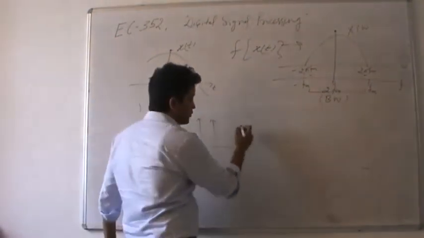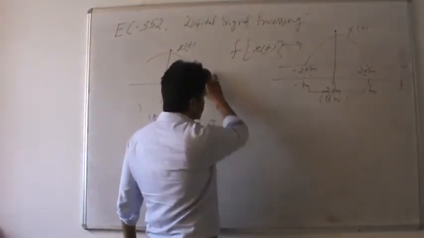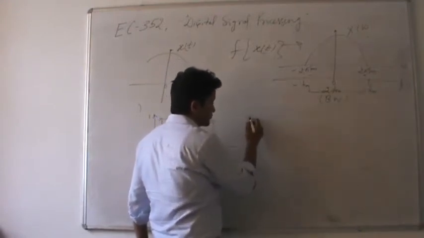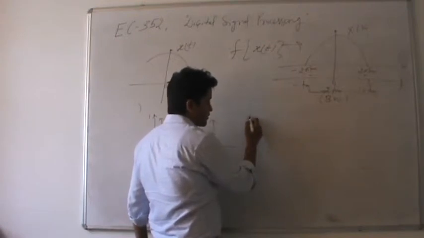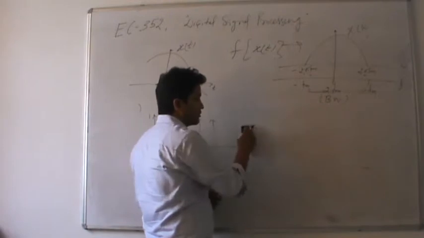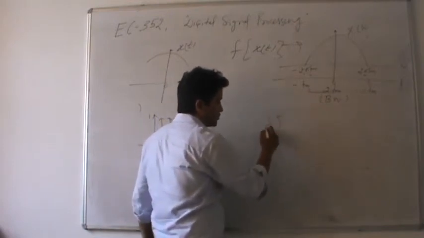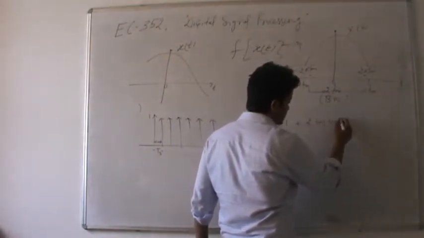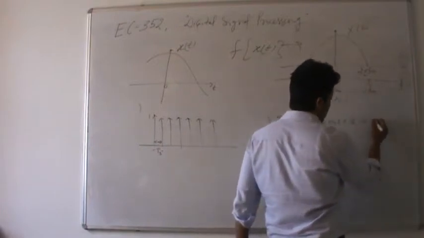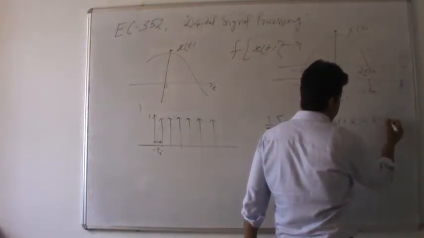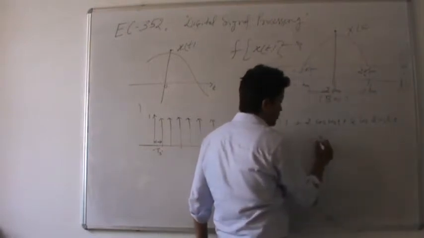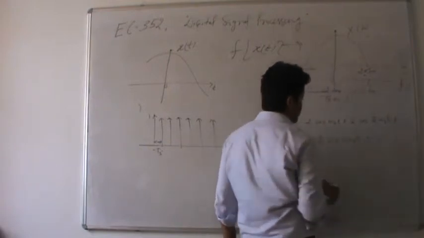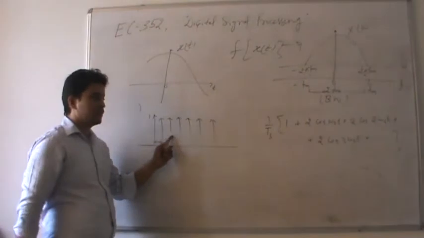Alright. Now, we can write it here that x(t) is this signal, delta(t) is this one. So I can write here that the frequency domain representation of delta(t) will be equal to 1 upon Ts times 1 plus 2 cos omega_s t plus 2 cos 2 omega_s t plus 2 cos 3 omega_s t plus and so on. This is the Fourier series representation of this signal.